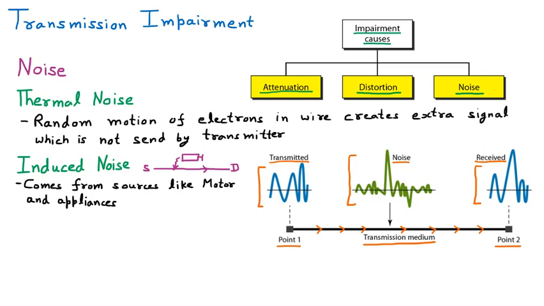And yes, the motor or the appliance here will act as the sending antenna, and the transmission medium will act as the receiving antenna. It means my wire will act as the receiver, and the motor that generates that specific noise is acting like the transmitter. So this is the induced noise.